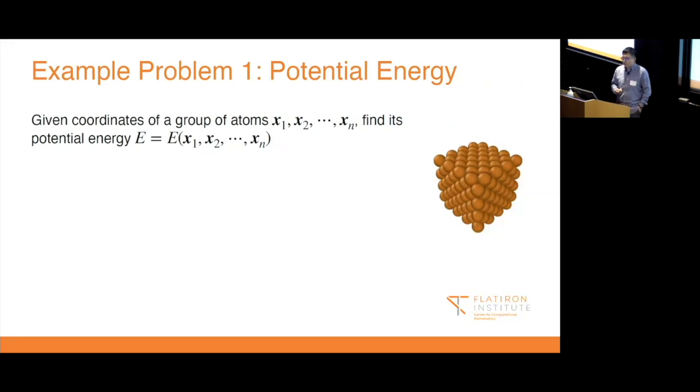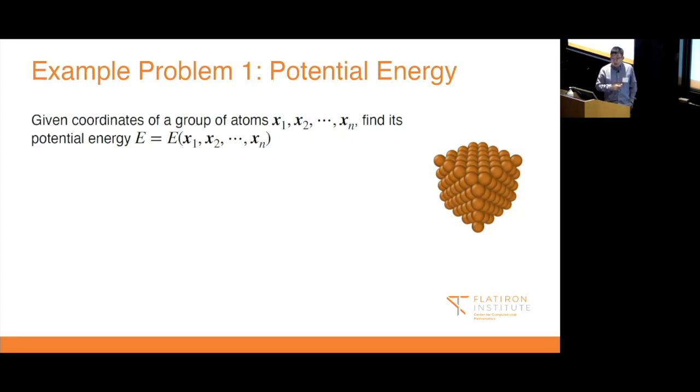The first problem is potential energy in molecular dynamics simulations. Thanks to some yesterday talks, I can simplify the background a little bit. The potential energy is the key central point we need to simulate molecular dynamics. Say we are interested in the potential energy of a small system consisting of a single element, say copper. The only information that determines potential energy is the coordinates of n atoms, x1 to xn.